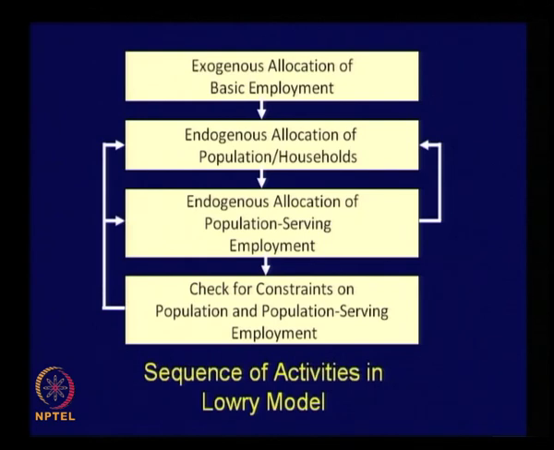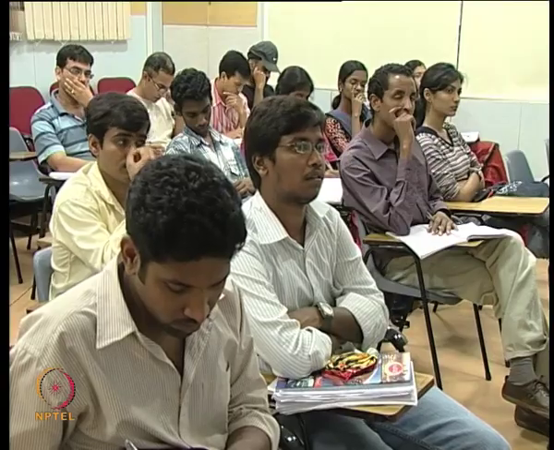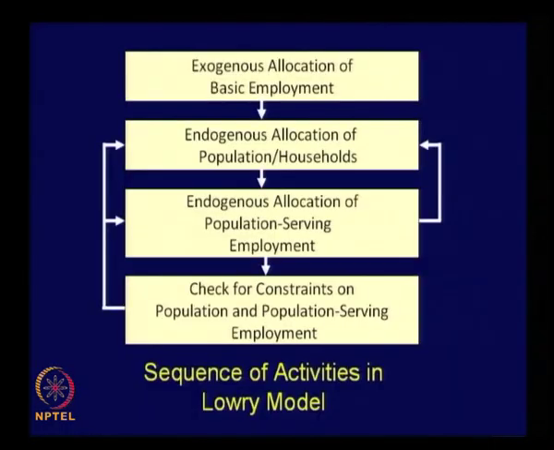Then endogenous allocation of population or households. You can treat allocation in terms of population or in terms of household, it is left to us. Mostly it is done in terms of households, because household is a basic unit for other purposes. So, planners prefer households as a measure for distribution of population using Lowry's model, right. This is done using the model.